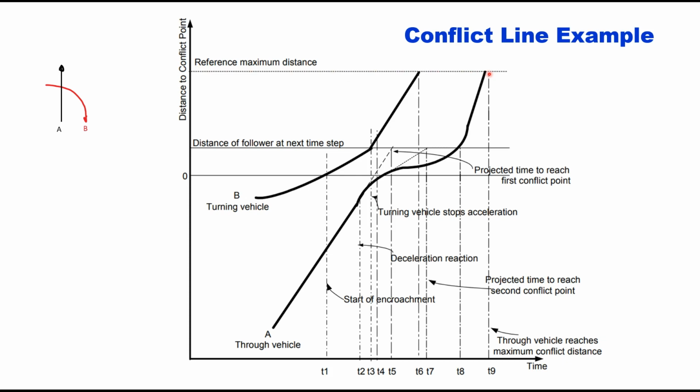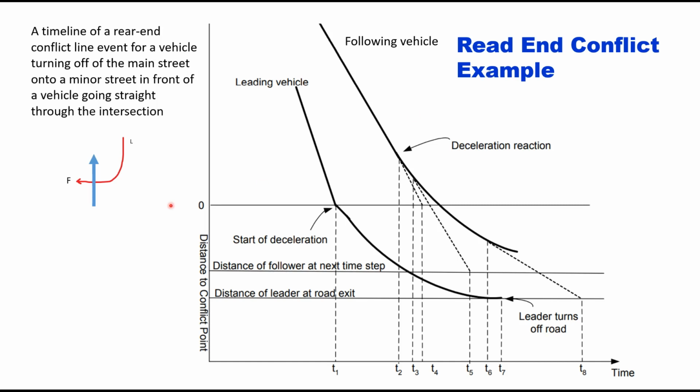Now, similarly, if you take another example, when there is a right turning vehicle from the major street and a through vehicle on the major street. So this vehicle is going right, that is the leader, and this is the follower. So this is the timeline of a rear end conflict line for a vehicle turning off of the main street onto a minor street in front of a vehicle which is going straight through the intersection.